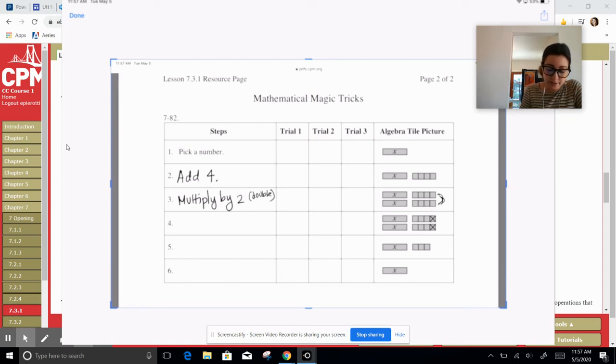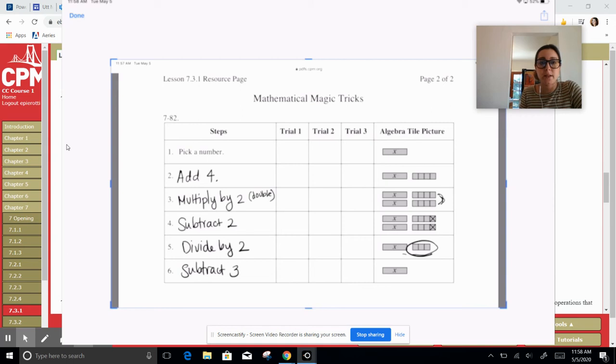Then it looks like we subtract 2 because they took away 2 units. And then because they went from 2 groups of x plus 3 to 1 group of x plus 3, it looks like they divide by 2. And then they took away those 3 units at the end, so subtract 3.